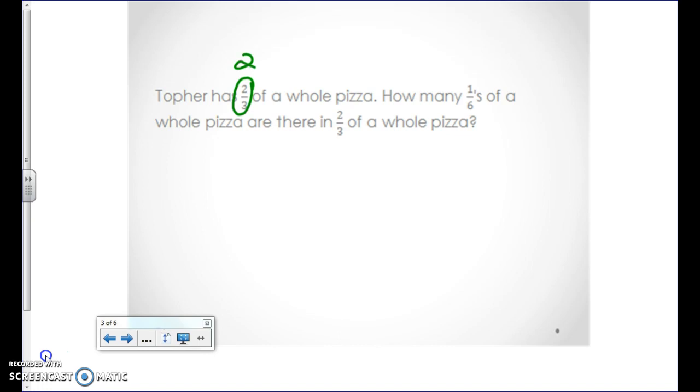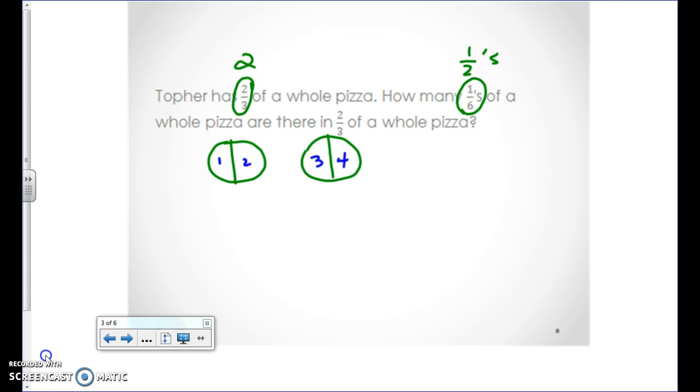And instead of saying how many 1/6 of a whole pizza are there, let's say how many halves are there. So I can think of it this way. If I have 2 pizzas, I want to know how many halves there are. I have 1, 2, 3, 4 halves altogether. Or I could think of it as, well, I have 2, and I'm dividing it into halves. So I could change that to 2 times 2 equals 4. So I could visualize it and I could think of it that way.